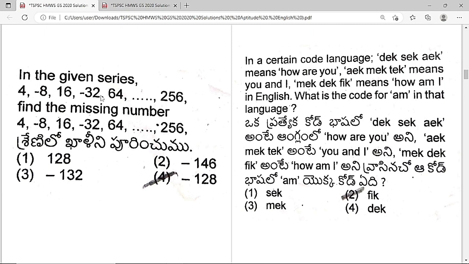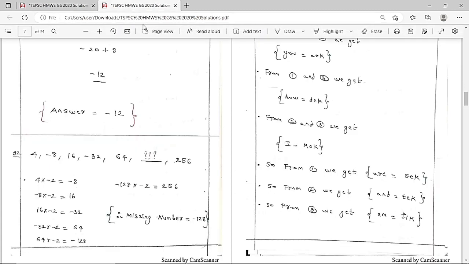So this is the series: 4, minus 8, 16, minus 32, 64. This missing number we need to figure out, then 256. So minus 128 is the correct solution of this question. Let's solve this numerically. This is the series we have been given, and this is the missing number we need to figure out.